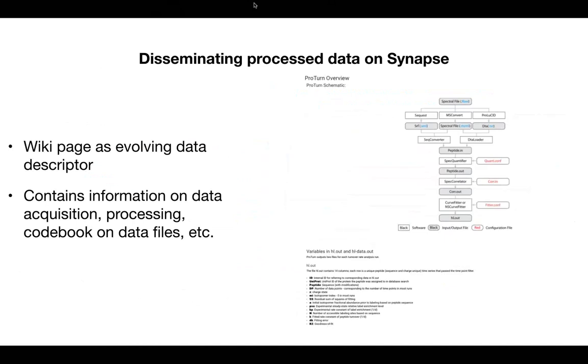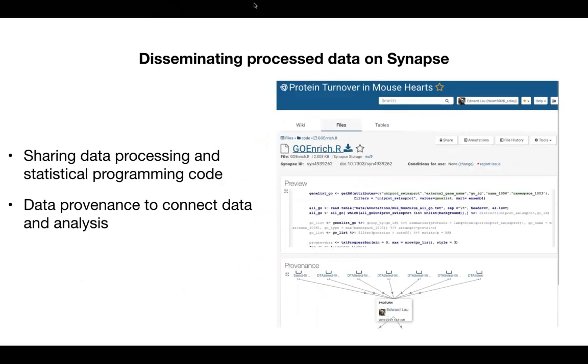And this shows one of the codebook pages on what the structure of Proton is, which gives you a sense of how Proton processes the data and outputs a turnover array output file. And then it also contains instructions on how to read the file and what each of the columns means. And we're getting into some of the files.